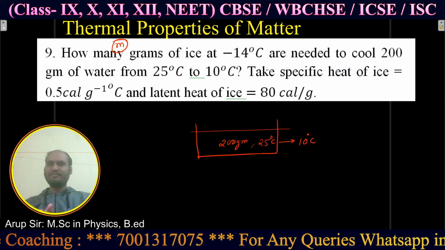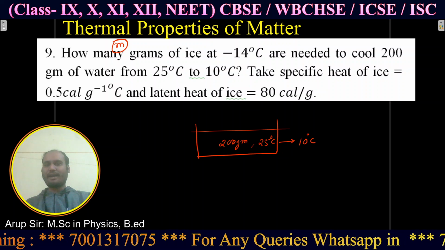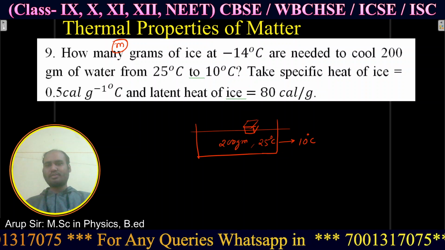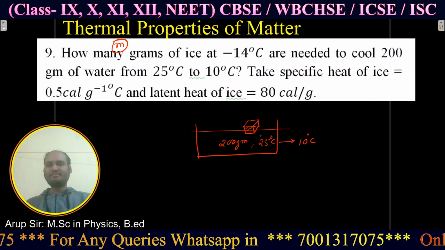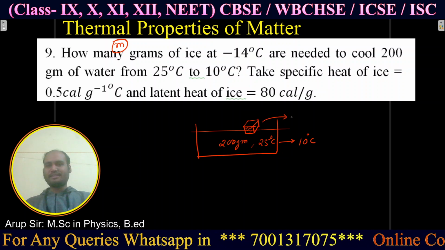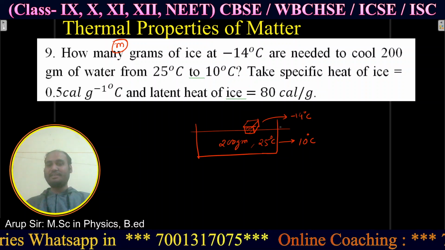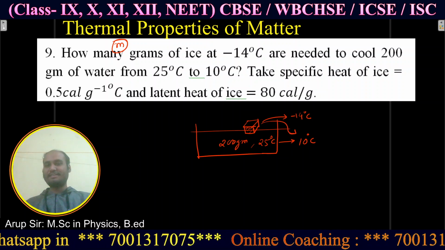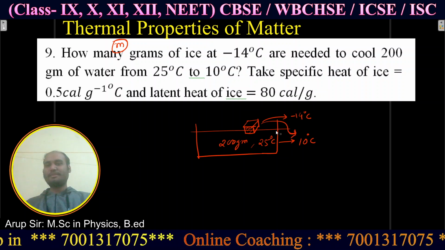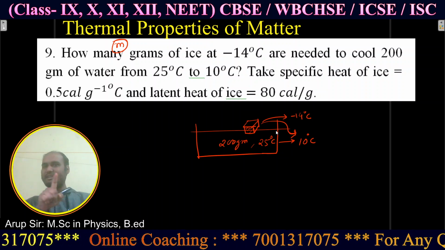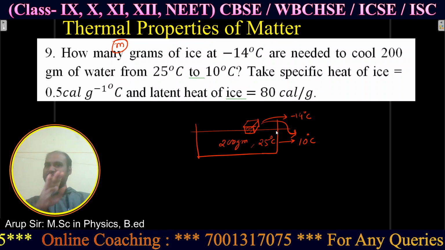Now in case of ice, what is happening? Since you are putting ice cubes, what was its temperature initially? Minus 14 degrees centigrade, and it is also becoming 10 degrees centigrade. Ice at 10 degrees centigrade is not possible, so obviously the ice is melting. That means state change is coming.